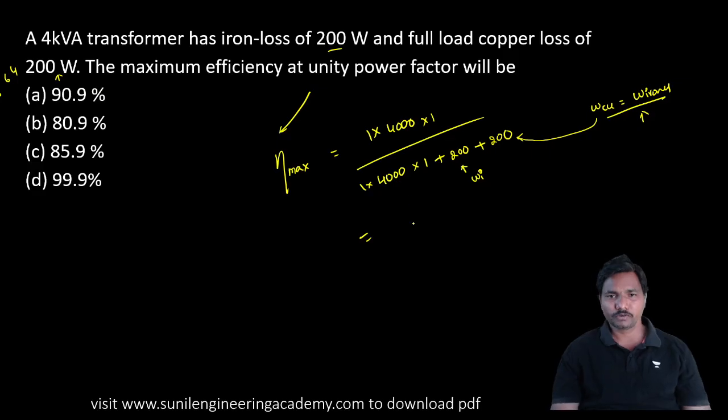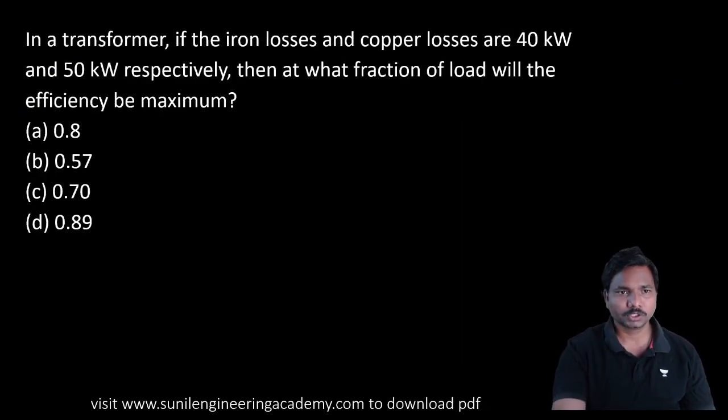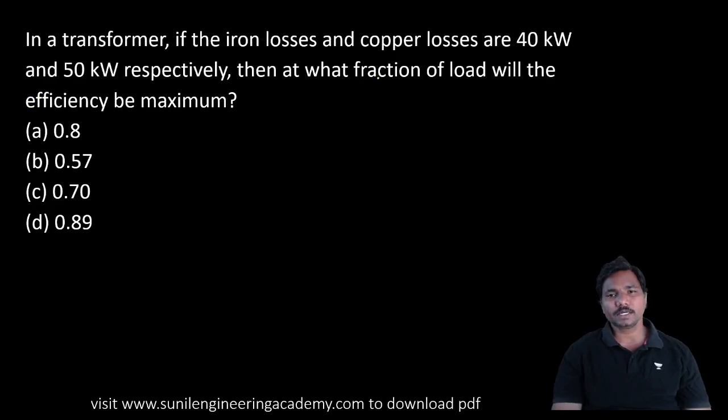If you calculate 4000 by 4400, which is very near to the value of 1, you will get 90.9%. So the answer is option A.